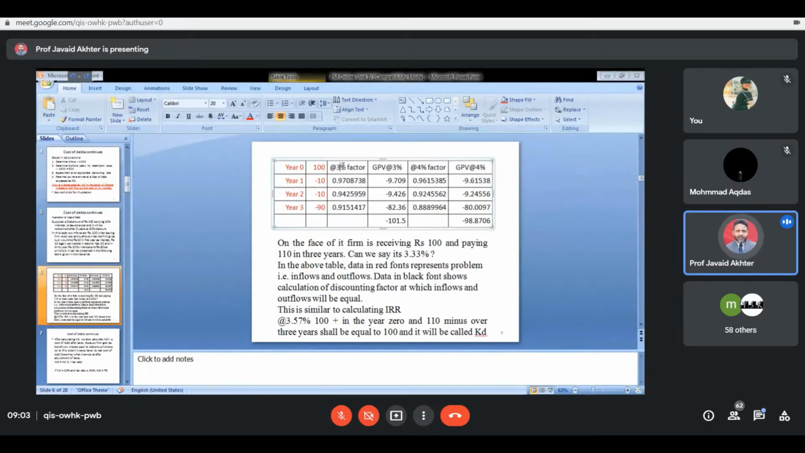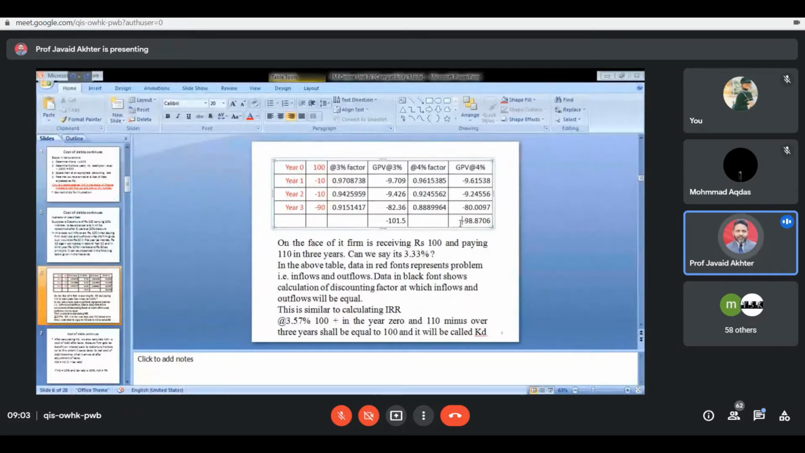Once you apply at 3, if you find it higher, then go for 4. You apply any figure; if it's lower, go to higher. Accordingly, we will get an answer. We will get two figures, one more than 100 and one less than 100, and we can use the formula which I have explained earlier to arrive at the exact rate. So this is how we get our answer.